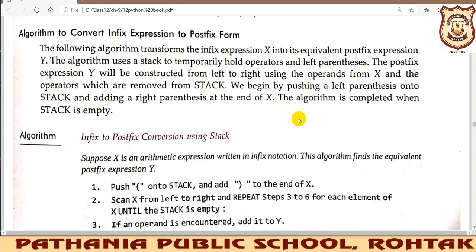Beta, we were reading chapter number 9 and today we'll be discussing a very important topic that comes in your exam most of the time. Okay, so today's topic is conversion of infix expression to the postfix expression.